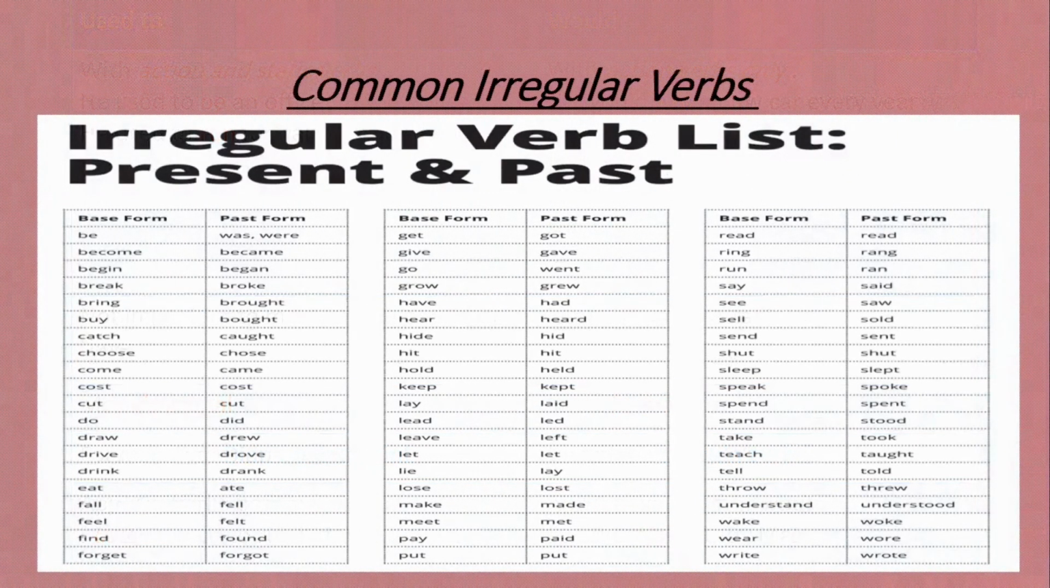Here, I give you the most common irregular verbs mostly used, like verb to be: was, were; become, became; begin, began; break, broke; get, got; read, read; ring, rang; run, ran. First form and second form, verb one and verb two, present simple and past simple.